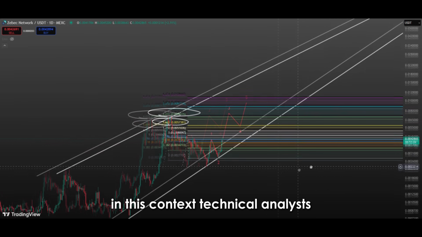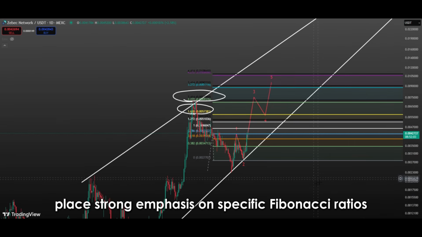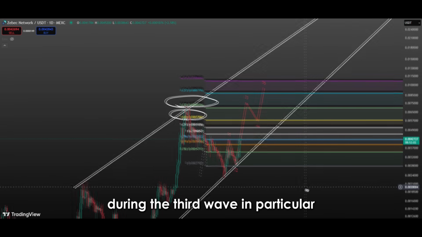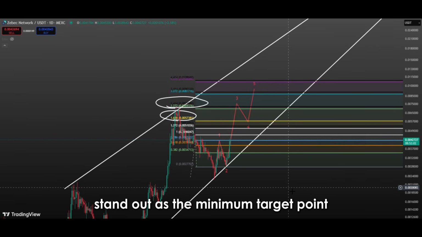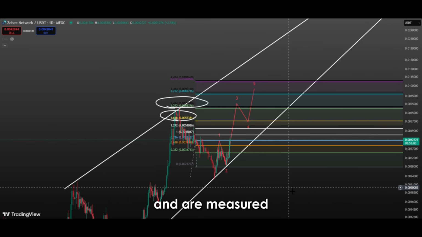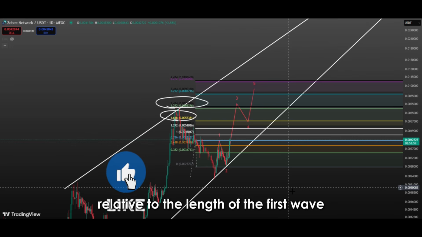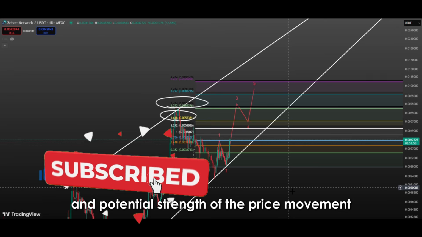In this context, technical analysts place strong emphasis on specific Fibonacci ratios during the third wave. In particular, the 1.618 and 2.272 levels stand out as the minimum target points expected for the third wave to reach. These 1.618 and 2.272 ratios are Fibonacci extension levels and are measured relative to the length of the first wave. These levels are used to gauge the momentum and potential strength of the price movement.